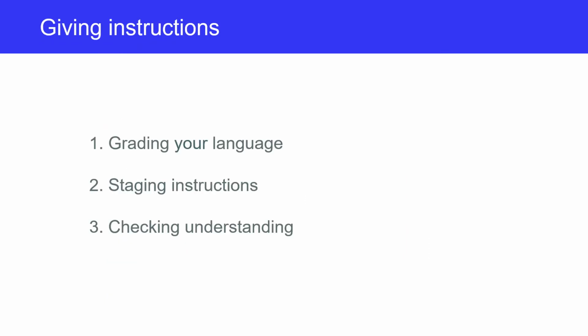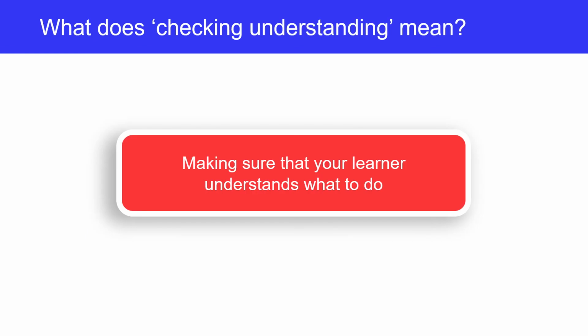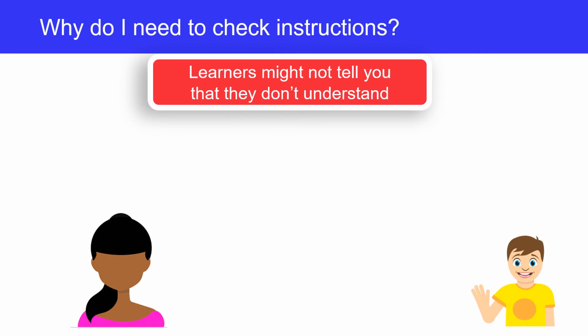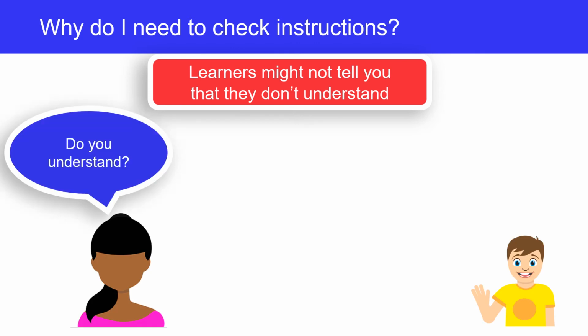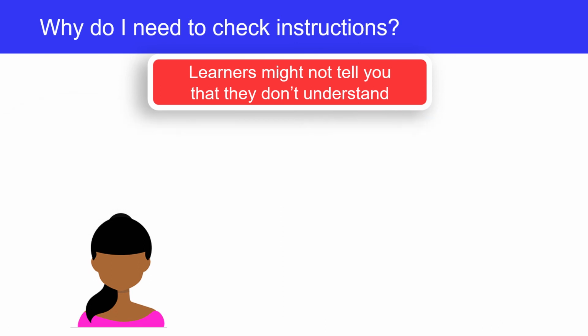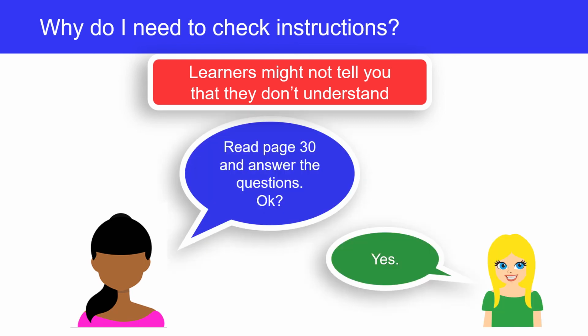Lastly, let's look at checking understanding. Checking understanding means making sure that your learner has understood the instructions and knows what to do. Checking instructions is important to do as learners might not tell you that they don't understand. Sometimes this is to save face or embarrassment, and other times it's because they think they've understood, but in reality they may not have understood everything that you wanted to communicate.